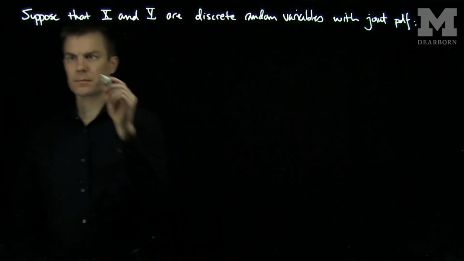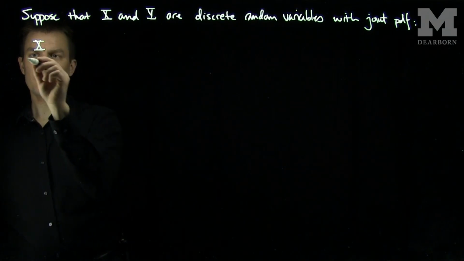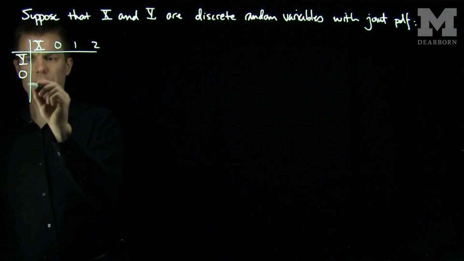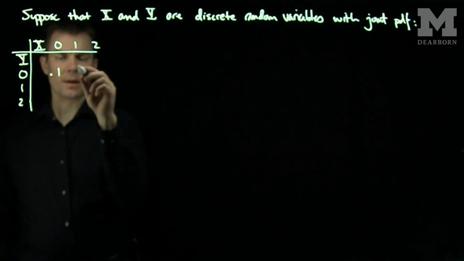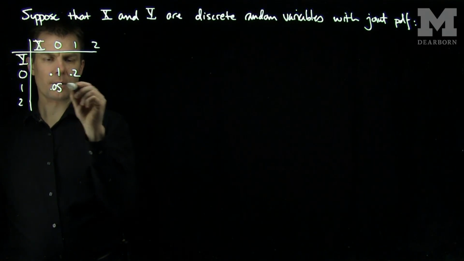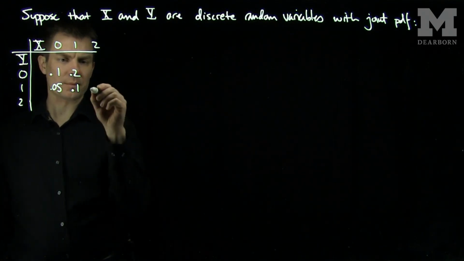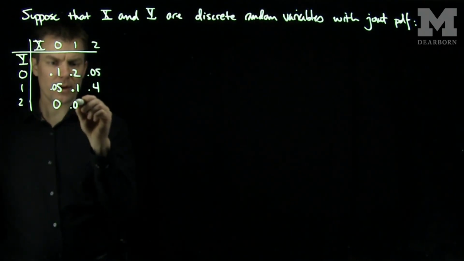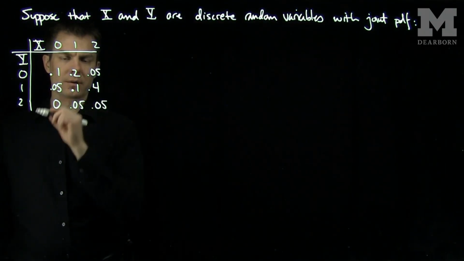given by this table. So X will be over here, I'll put Y down over here. So X can be either 0, 1, or 2, and Y can be either 0, 1, or 2. So X and Y will both be 0 with 0.1 probability. This will be a 0.2 probability. This will be a 0.05 probability. This will be a 0.1 probability. This will be a 0.4 probability, a 0.05 probability, a 0 probability, a 0.05, and a 0.05 probability.